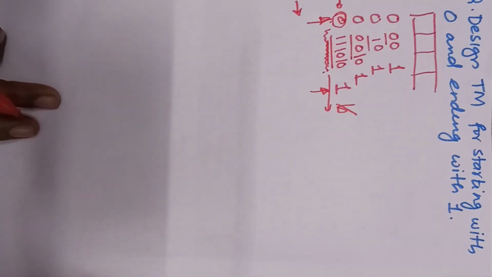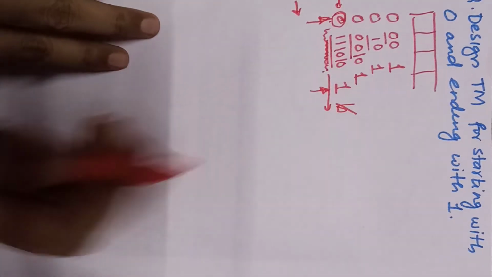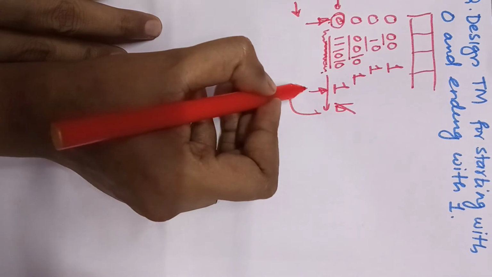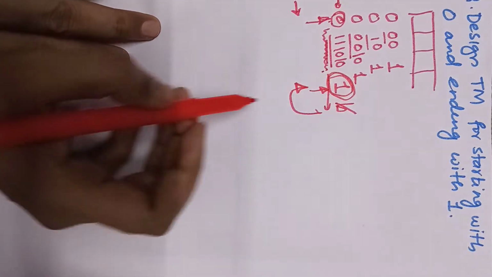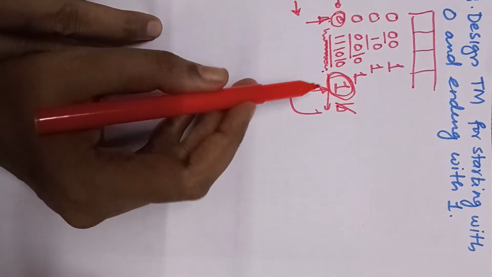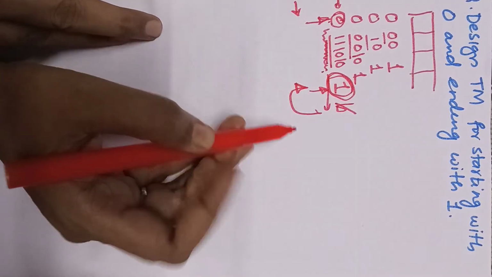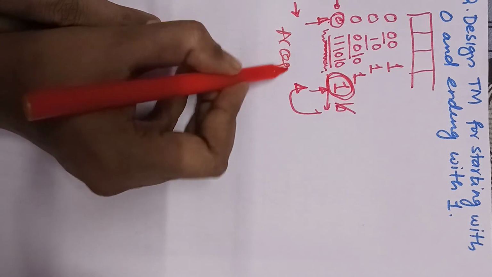The end of the string is marked by blank. After getting the blank position, I am going to shift towards the right hand side and check what is present at the last position of the string. If it is 1, the string is accepted, otherwise the string is rejected. So this is regarding the accepted strings.